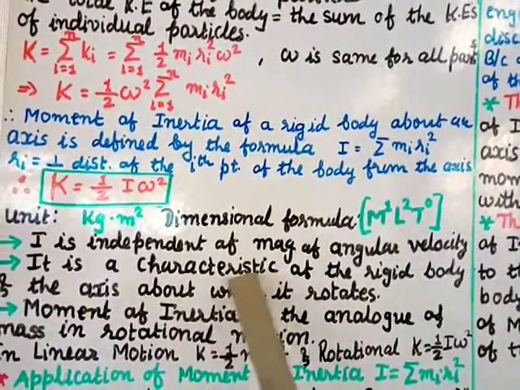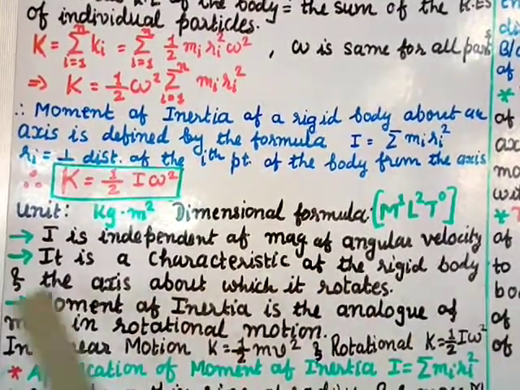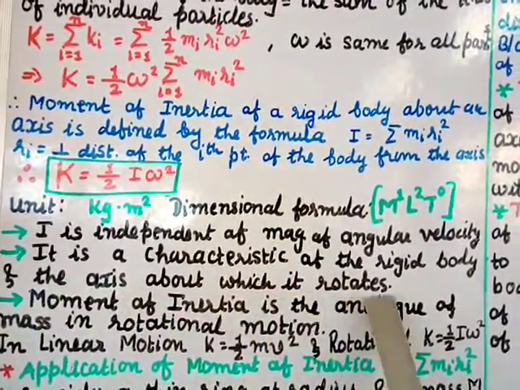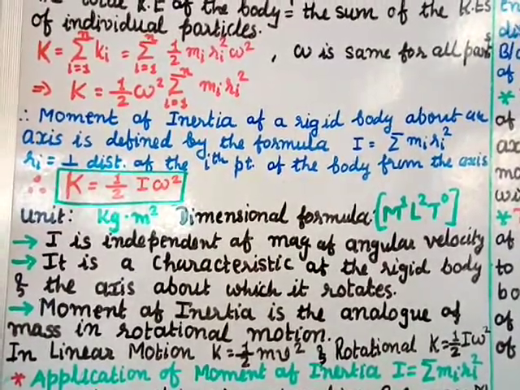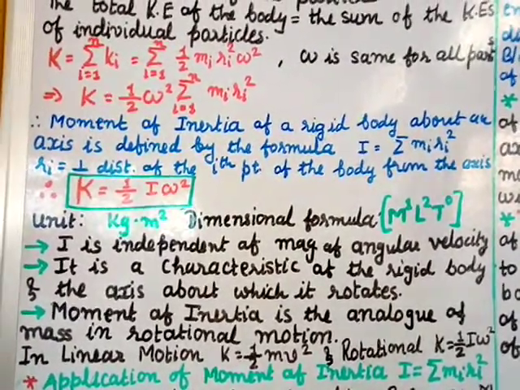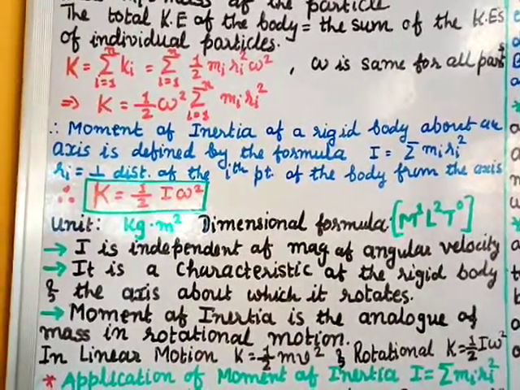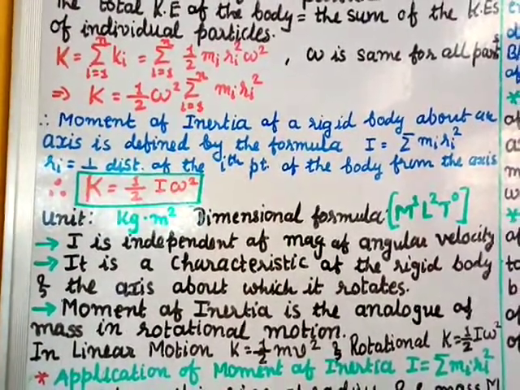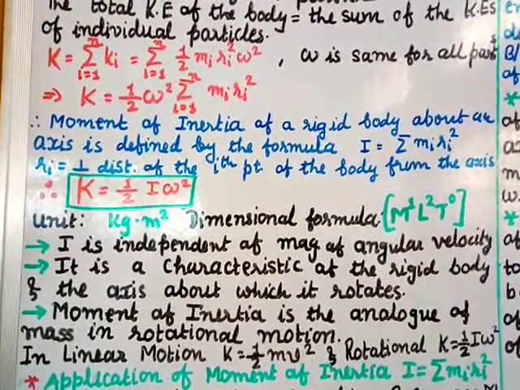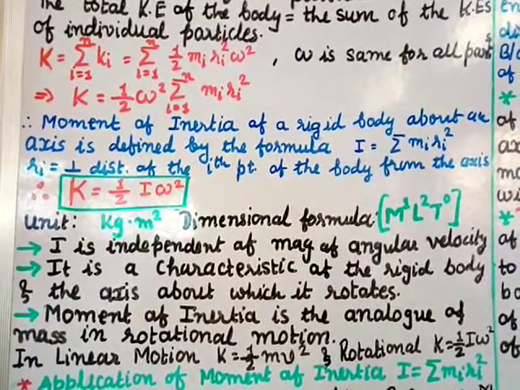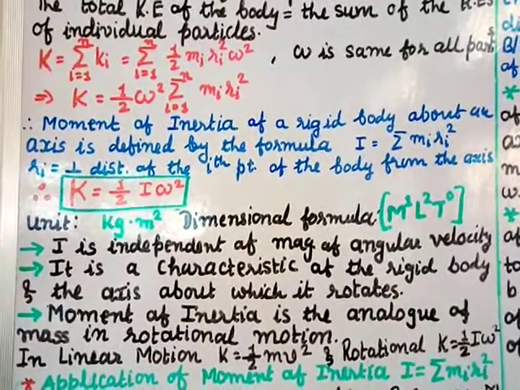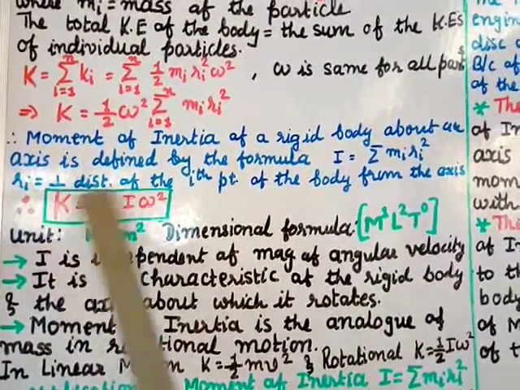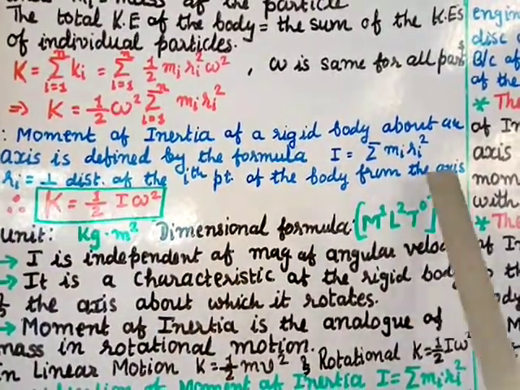It is a characteristic of the rigid body and the axis about which it rotates. So it is a characteristic of the body, plus it depends on the distance. Ri also comes, that means it is rotating about the fixed axis. So it is a characteristic of the body and of the axis about which it rotates, because Ri comes, that means it is related to the axis. Ri is the perpendicular distance of each particle from the axis, right?